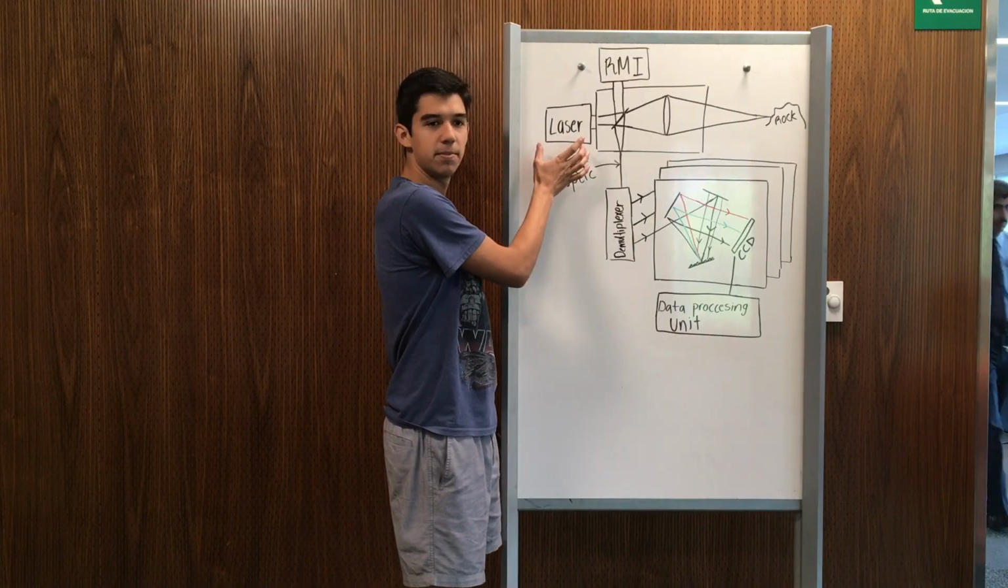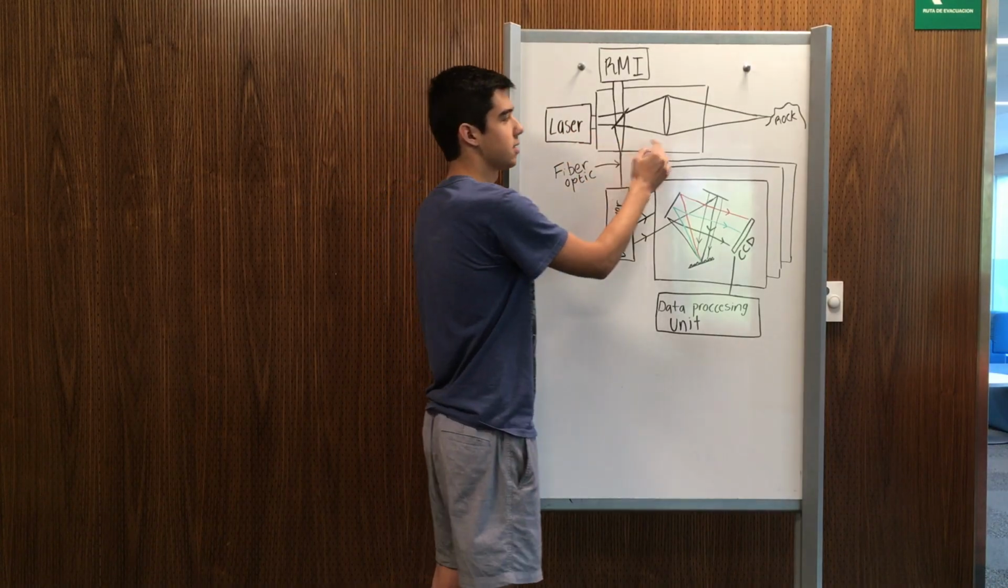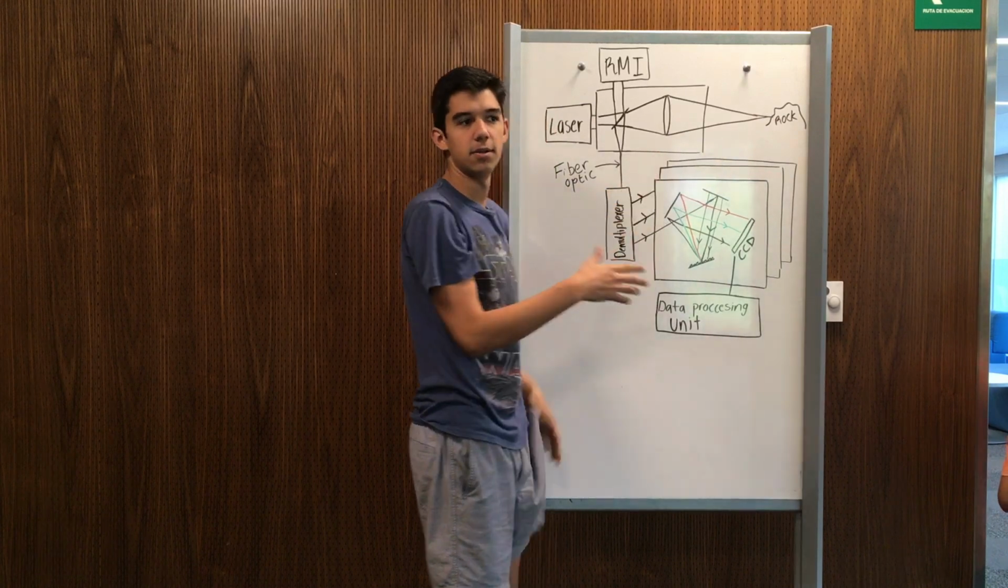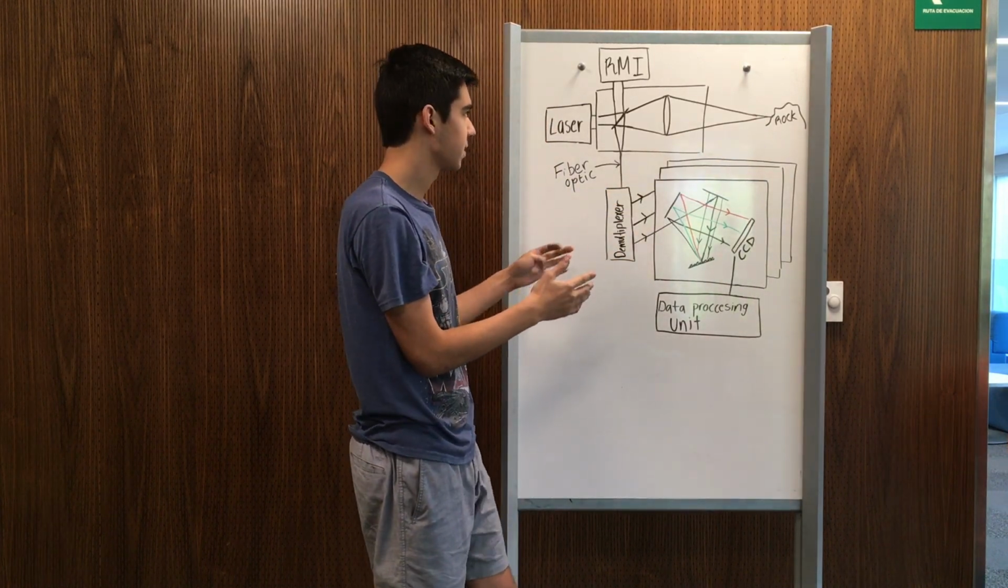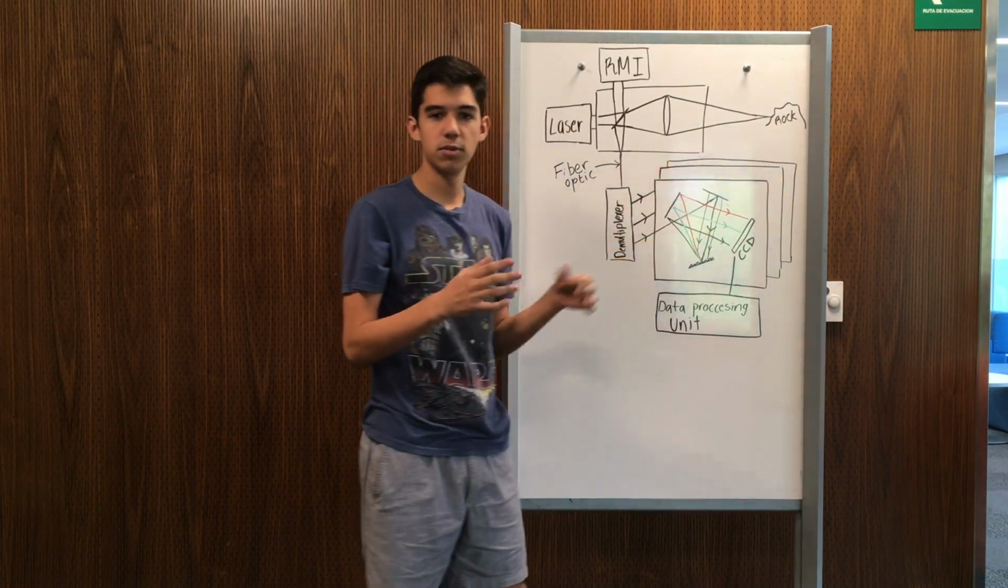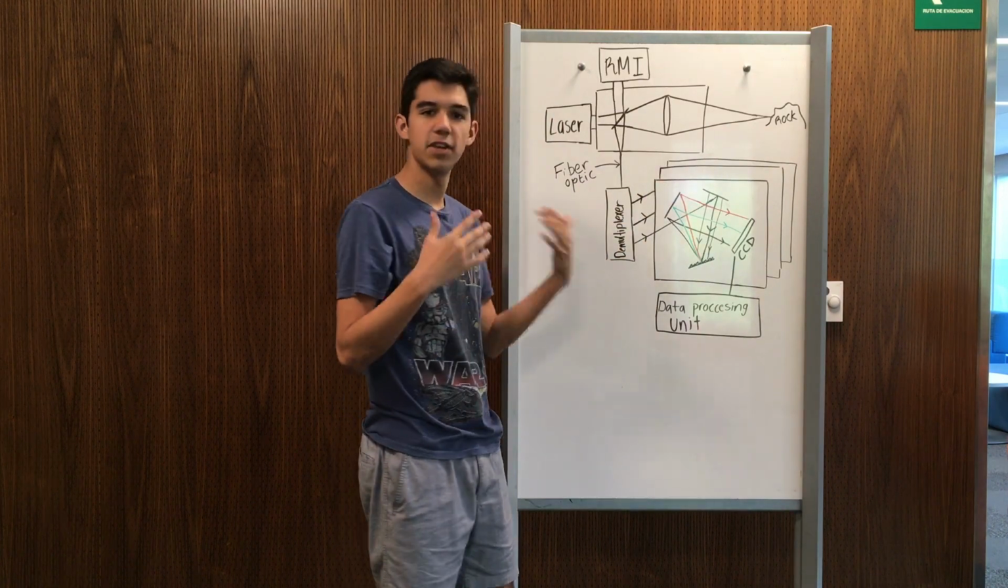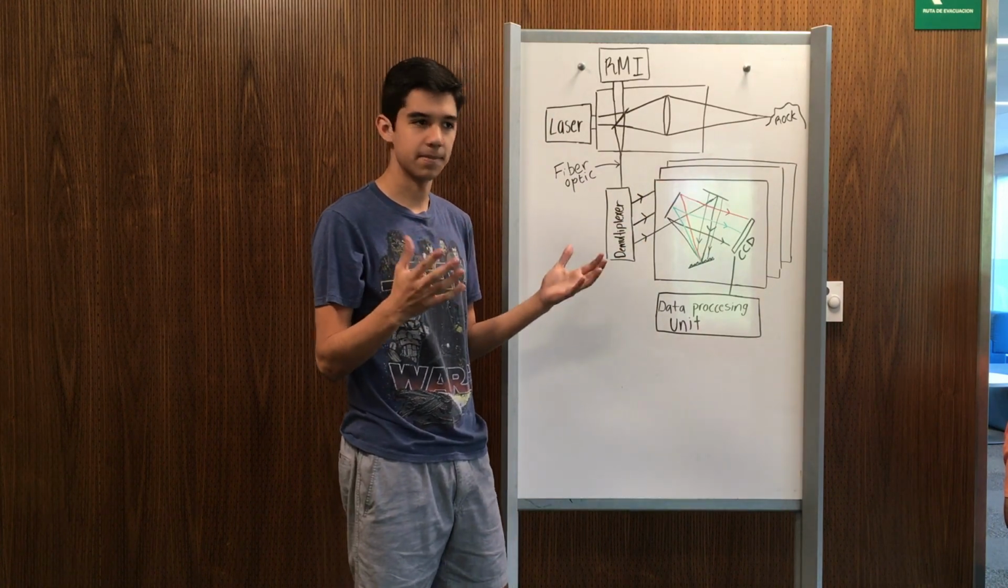The LIBS has a very powerful laser that focuses its energy in a very small sample, which could be a rock or something else. As we know, the rock is going to absorb a lot of energy until it eventually becomes gasified into a plasma.